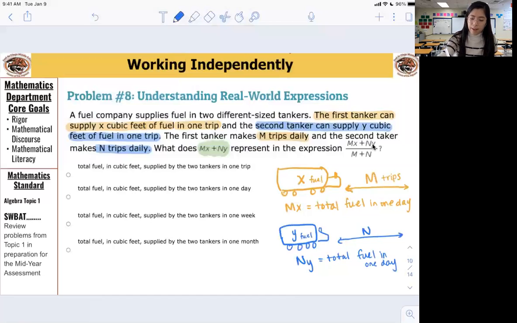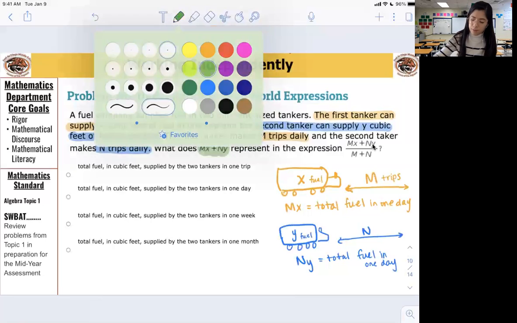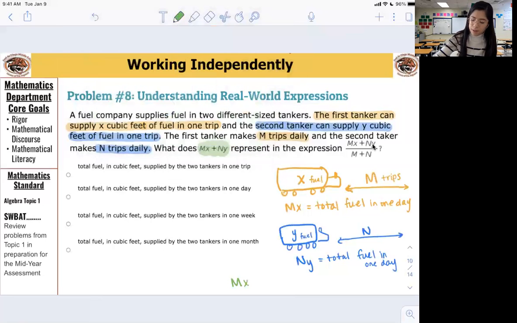So what about when I add all of that up together? What about when I do MX plus NY? If I put it all together. Both of them is what both of them take in one day. Exactly. It's the total fuels for both tankers or both trucks in one day.